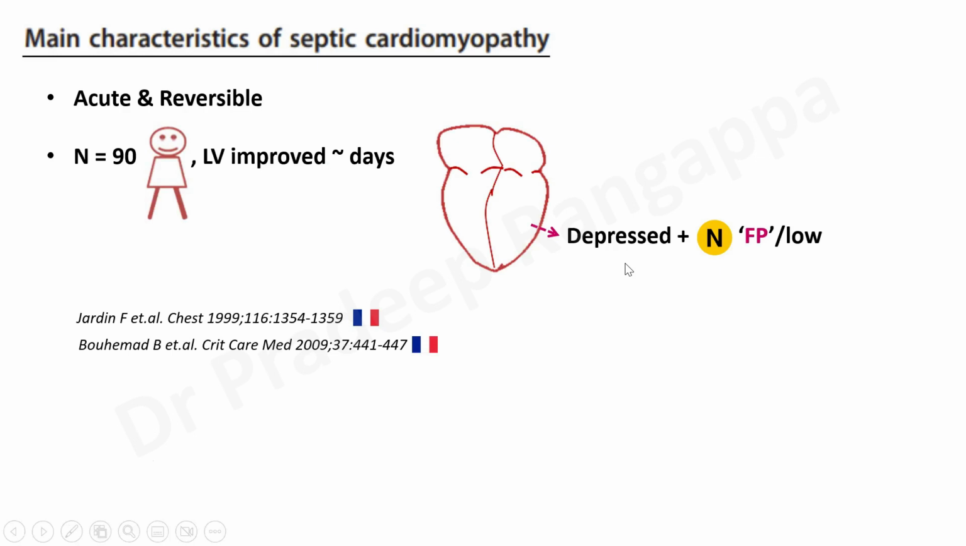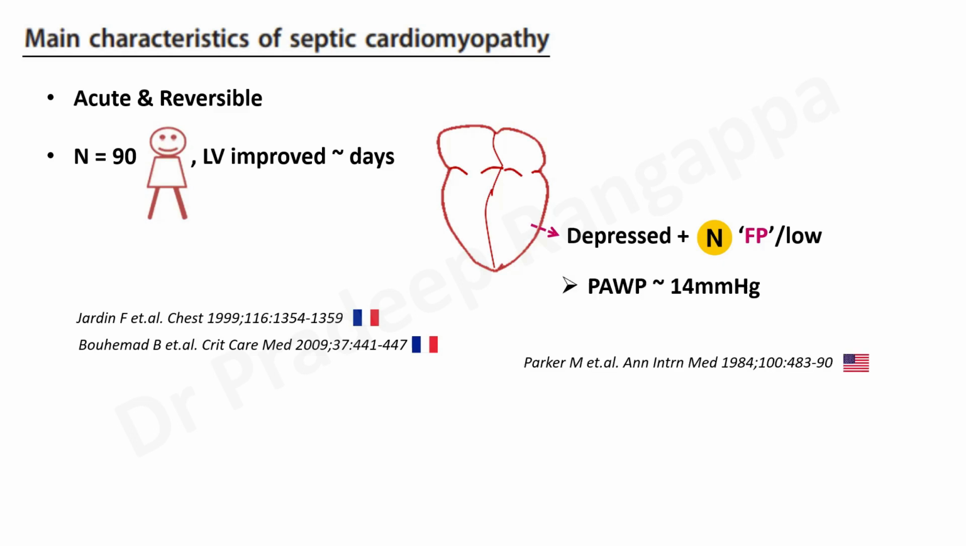LV function is depressed, but they can have normal filling pressure or low filling pressure. Unlike cardiac events, any patient with an acute coronary syndrome or cardiogenic shock will have depressed LV function, but you will see high filling pressure. So LV filling pressures will be high, but in septic cardiomyopathy, the key differentiator is they'll have normal or low filling pressure.